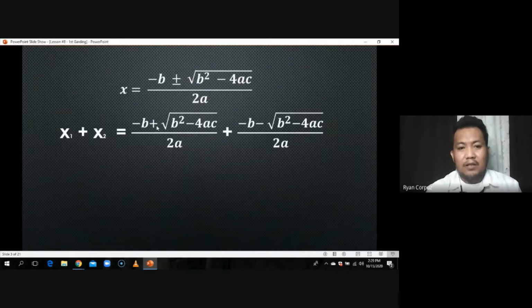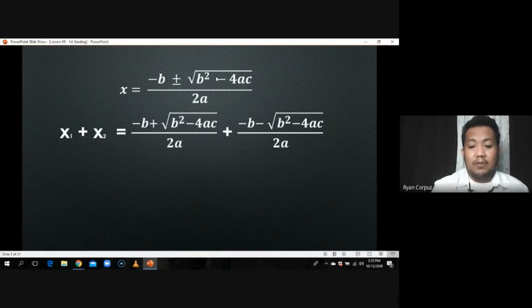So, ito yung negative b plus the square root of b squared minus 4ac all over 2a plus, because we are adding, plus negative b minus the square root. Ito yung plus, ito yung minus. So, we are adding the two solutions using the quadratic formula here.